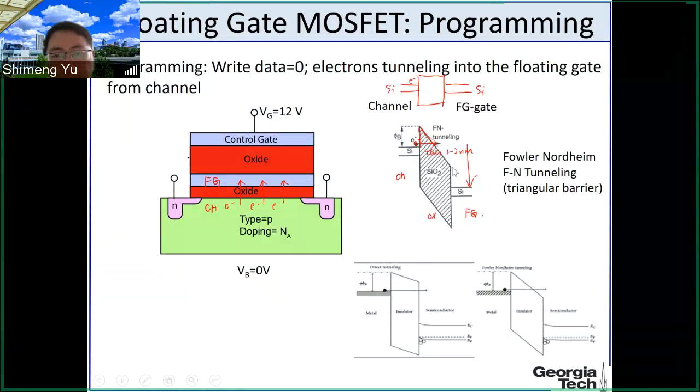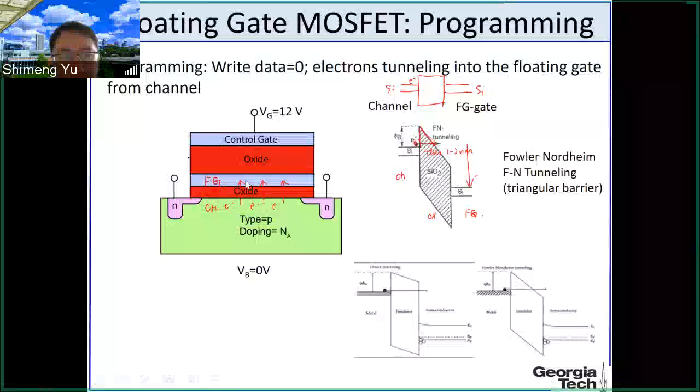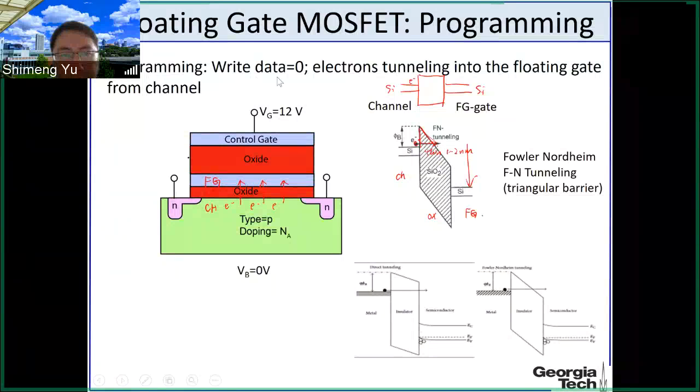And this will only happen when you apply a very large voltage. Normally, the electrons should not tunnel through. But in this case, we intentionally apply a very large voltage. That's why in flash memory circuits, you need to provide a very large voltage on chip. So anyway, this is how we inject electrons from the substrate to the floating gate. And this is like you write data 0 to the memory cell.